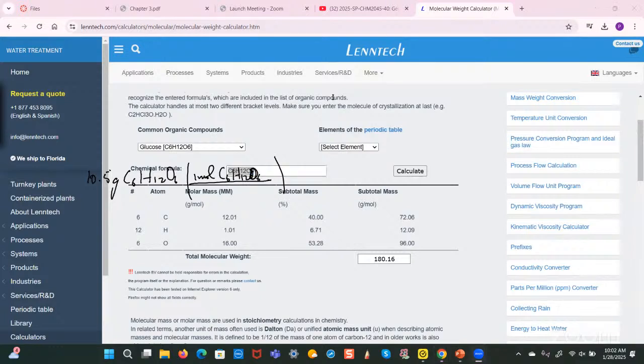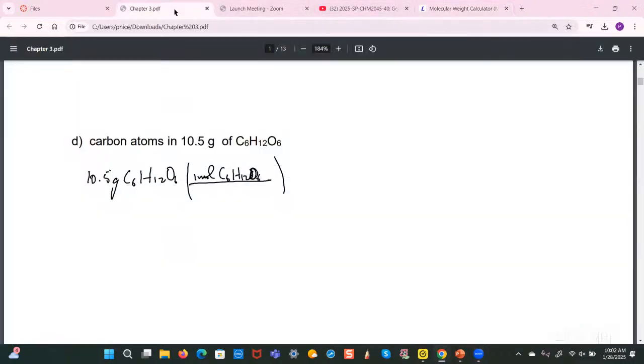Okay, so what am I doing here? Okay, so down here I'm going to put 180.16 grams of C6H12O6. And then this will cancel with that. Then what I would do at this juncture is find the mole relationship between the moles of carbon and the moles of the compound. For the formula here, you have a 6 right here as a subscript, right? So that tells me that there are 6 moles of carbon for every 1 mole of C6H12O6. So this would go with that.